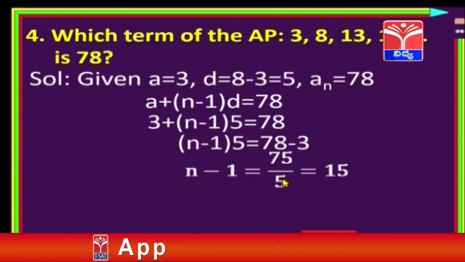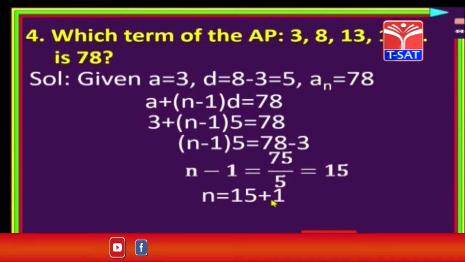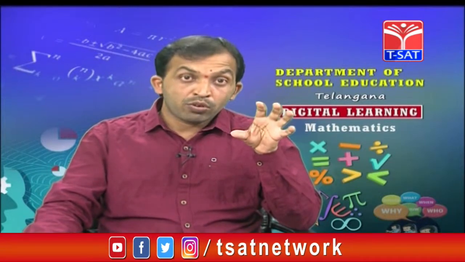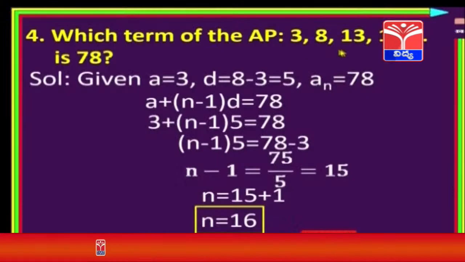What is the value of 75 by 5? That is 15. So as n minus 1 is equal to 15, bring minus 1 to the right hand side. You will get n is equal to 15 plus 1. So n is equal to 16. Okay. So the 16th term is 78. So in the given question, the 16th term is 78. Sometimes we may get the n value as negative or 0. In that case, 78 may not exist. Now I am giving one task to you. Which term of the AP 3, 8, 13, 18, and so on is 77?